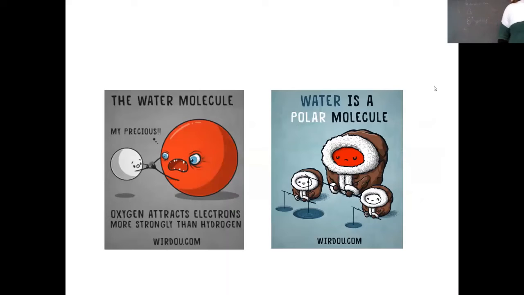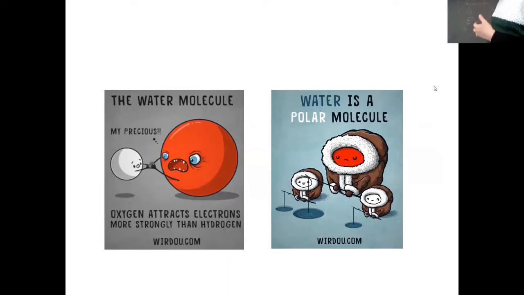All right, so we can talk about whole molecules. If I'm looking at the water molecule, oxygen being right next to fluorine, very electronegative, and so it holds on to the electrons more. Its precious electrons, so the oxygen attracts the electrons more strongly than the hydrogen. And so because of that, it's polar.